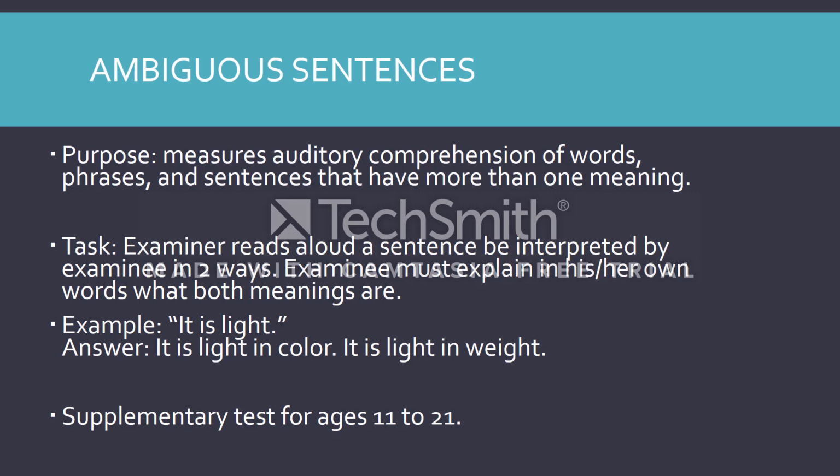Ambiguous sentences: the purpose is that it measures auditory comprehension of words, phrases, and sentences that have more than one meaning. The task is that the examiner reads aloud a sentence to be interpreted by the examinee in 2 different ways. The examinee must explain in his or her own words what both meanings are. For example, the examiner would say, it is light. And the examinee would respond that light could be as in color or as in weight. This is a supplementary test for ages 11 to 21.